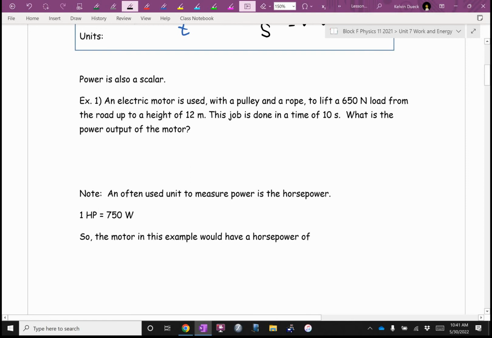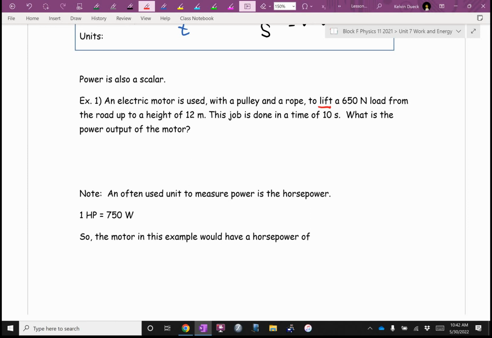Example 1. I like example 1. An electric motor is used with a pulley and a rope to lift. Lift to me is a bit of a trigger word. I would mentally underline that. A 650 Newton load from the ground up to a height of 12 meters. The job is done in a time of 12 seconds. What's the power output of the motor?